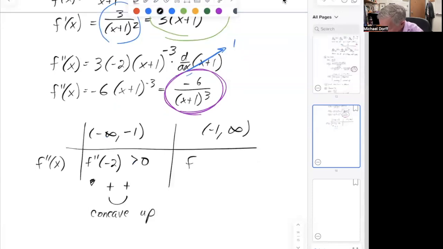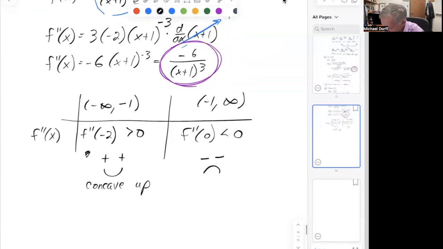If I take a point in the second interval, like 0, when I plug 0 into the purple expression, I get a negative on top, I get a positive on the bottom, so that's going to be negative. Then I get a frowny face, and that's concave down on that interval.